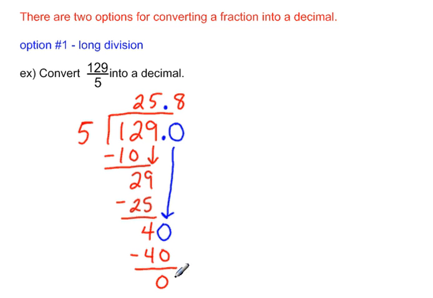I don't have a remainder. 0 is a good thing. So since my remainder is 0, I can stop. And 129 over 5 written as a decimal looks like 25.8. Alright, so that's one way to solve it. We can use long division. The second way of solving a fraction into a decimal is my favorite because it is the easiest.